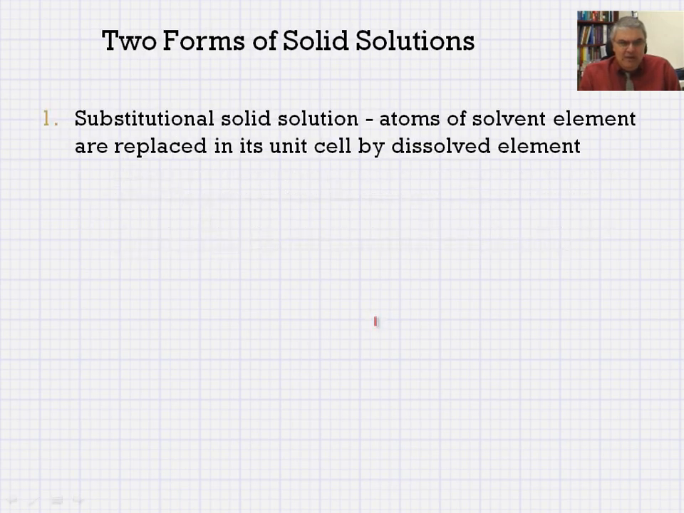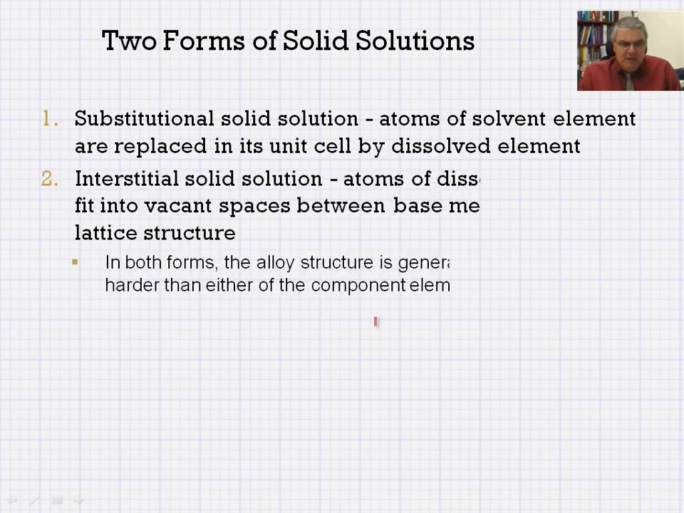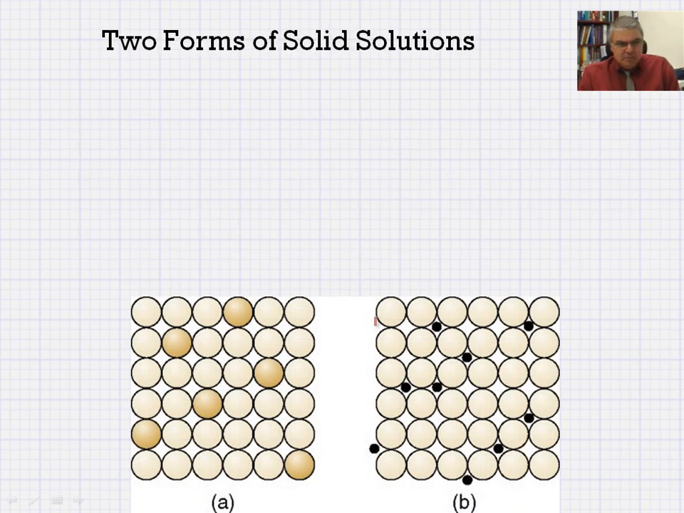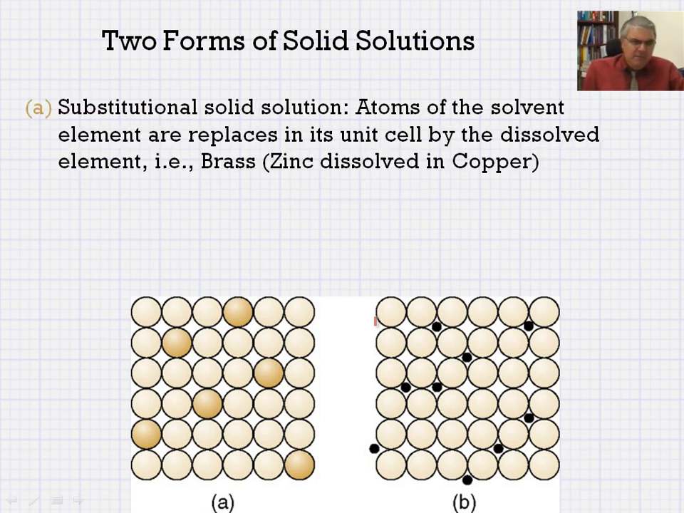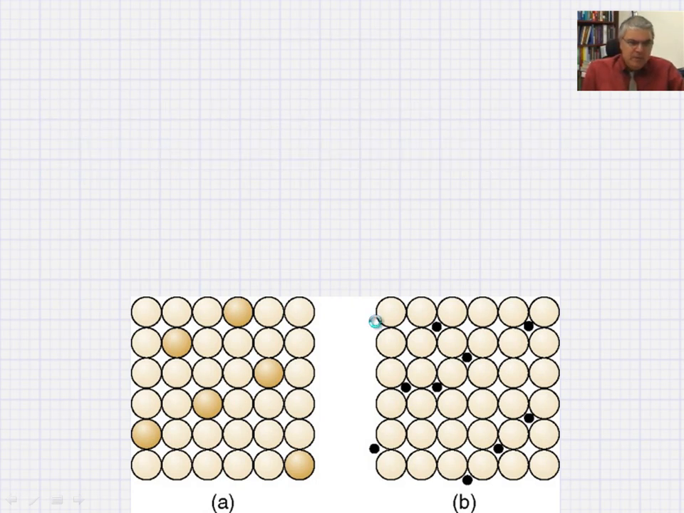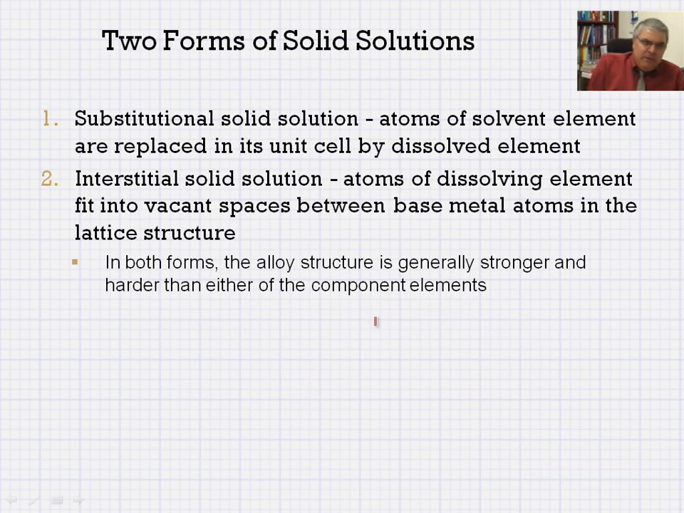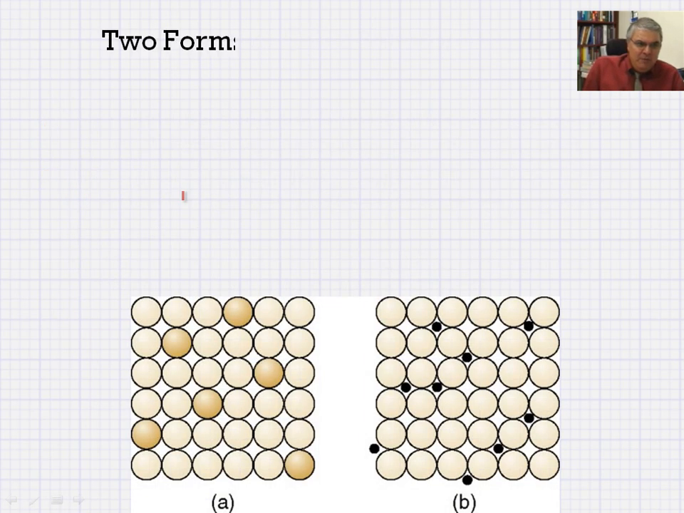There are two forms of solid solutions. One is the substitutional solid solution. Substitutional solid solution, and this is the other word that I'm sure most of you may not even know how to pronounce. I'm sure many of you do, but let's practice with this.